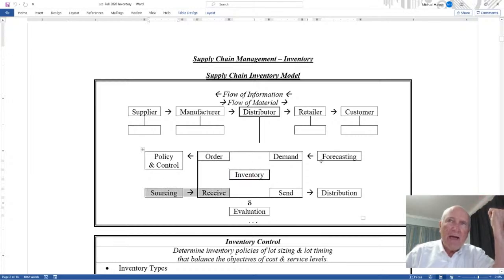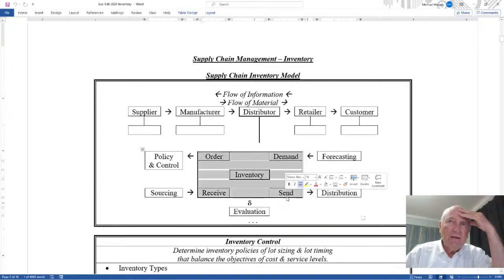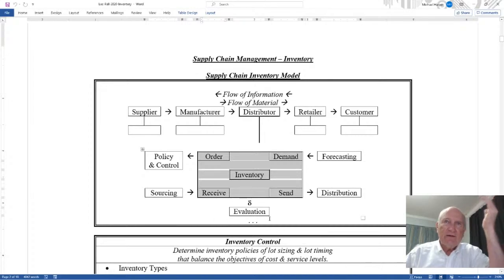And so in order to manage the forecasting and distribution, there's where you look at your demand and your order fulfillment. In order to address the external policy and control and sourcing, you look at how much you're going to be ordering and receiving it and recording it. Now the evaluation here applies to the inventory itself, so you're evaluating all of these. And this delta here is just an evaluation of a parameter, metrics, different ways to measure inventory, and we'll look at a number of ways today on how to evaluate inventory.